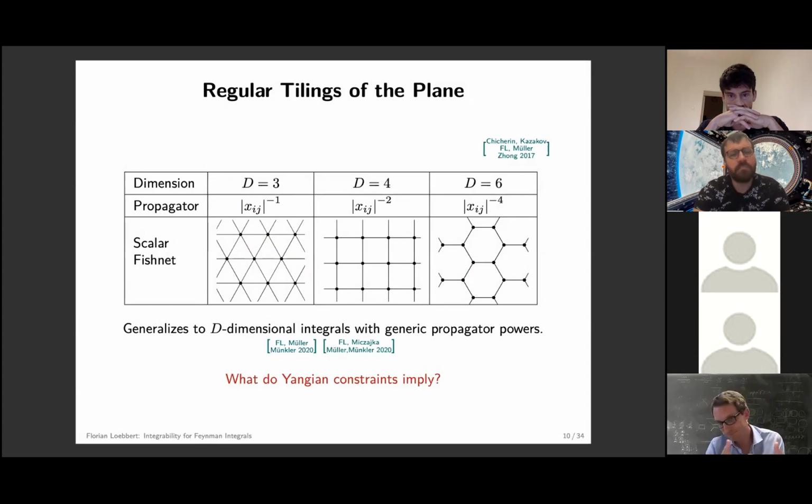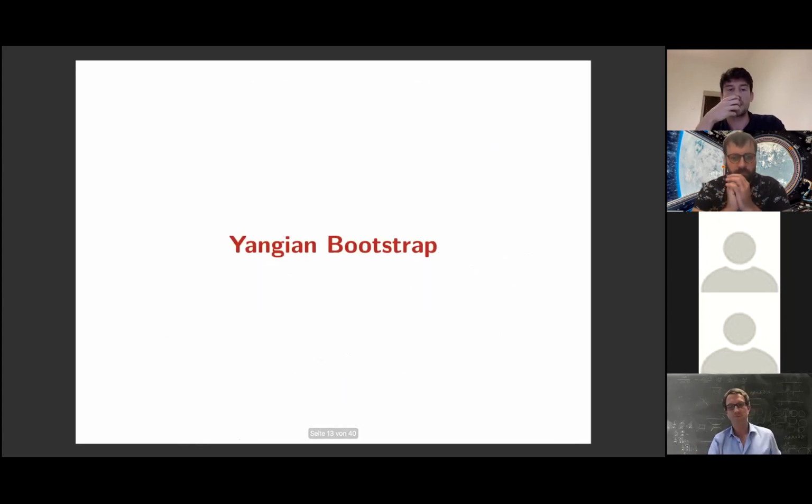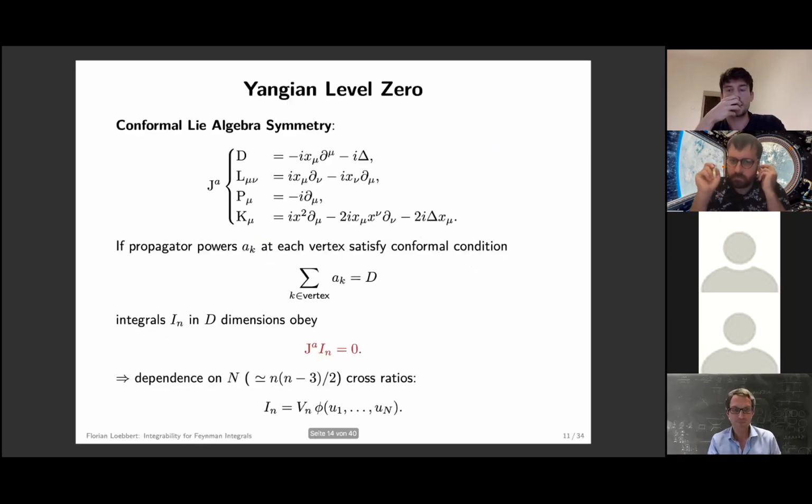So now that I've shown you that there are these examples of Feynman integrals, so each graph that you could cut out of these lattices has this Yangian symmetry. The next question is, of course, what does this Yangian symmetry imply, and can we use it somehow? I already showed you a brief example for this at the beginning. So let's look in more detail at what it means.